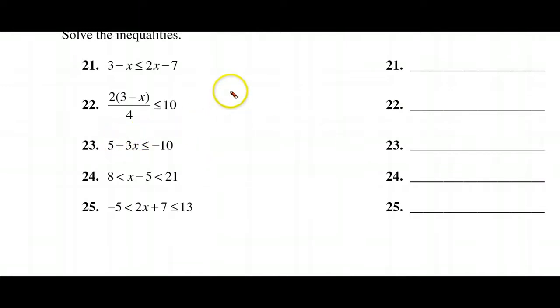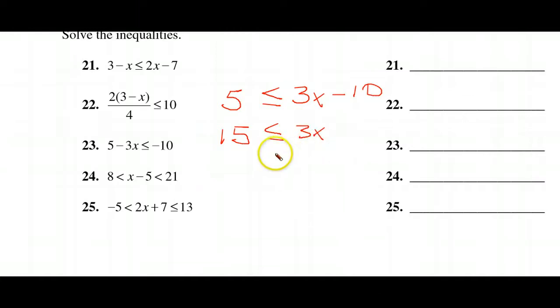For this one, we're going to have a 5. I'm going to move the x over to this side. I get a positive 3x minus 10. Move the 10 over to this side. I get a 15. Divide both sides by 3. I get x is greater or equal to 5.